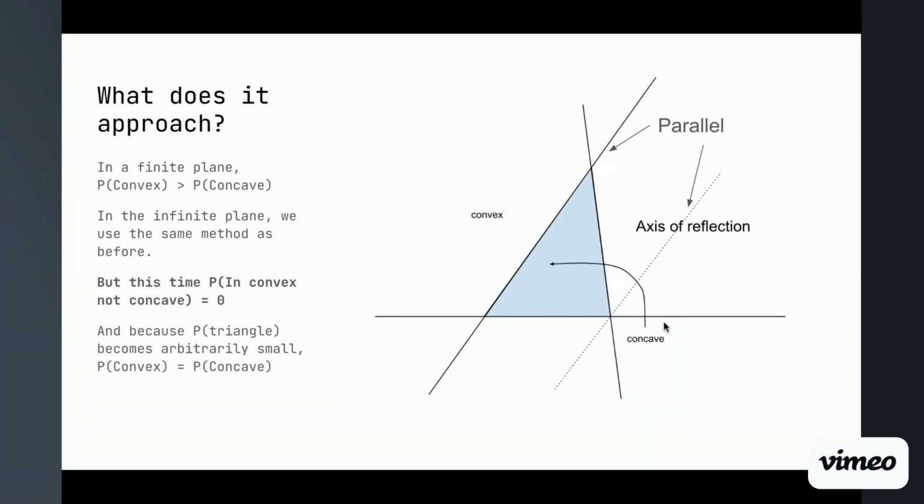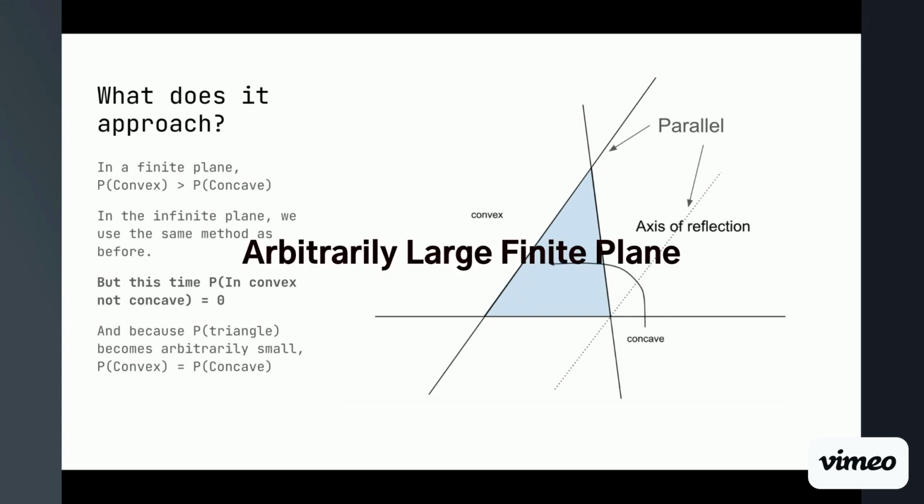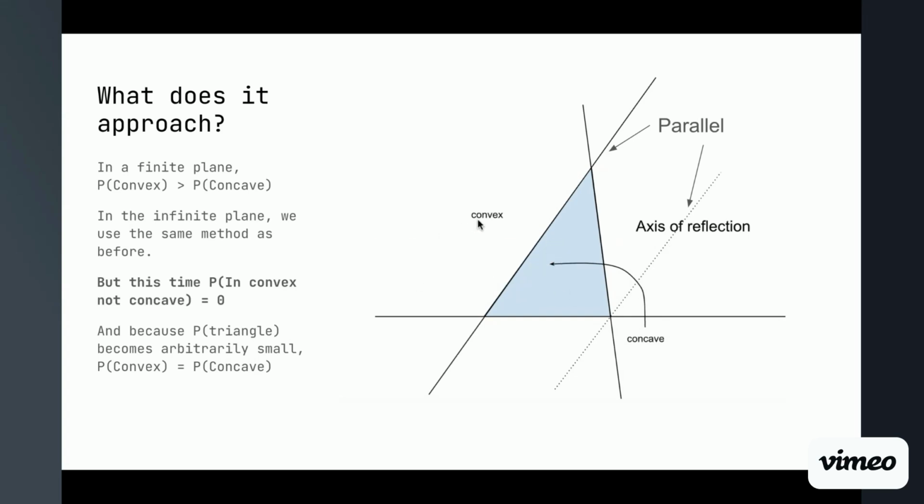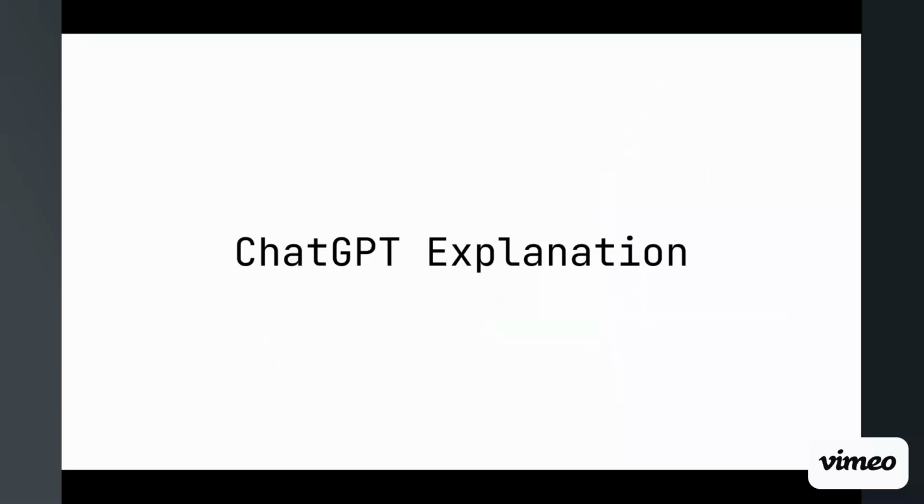But ChatGPT also likes to argue that it's in the finite plane, and of course in the finite plane, the probability of getting a convex is always going to be larger than the probability of getting a concave, although it does approach them being equal. And so the conclusion is, well, in a finite plane, you're going to get more convex than concave quadrilaterals. But in the infinite plane, the probability is the same. The probability approaches the same thing. So like if it approaches something, it's the same thing as being equal to that thing.